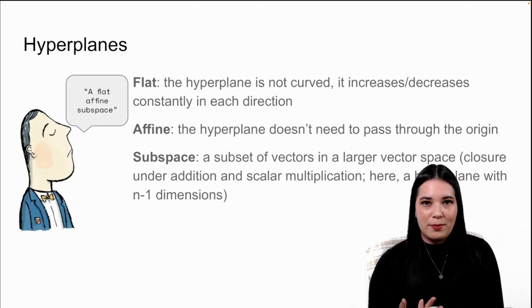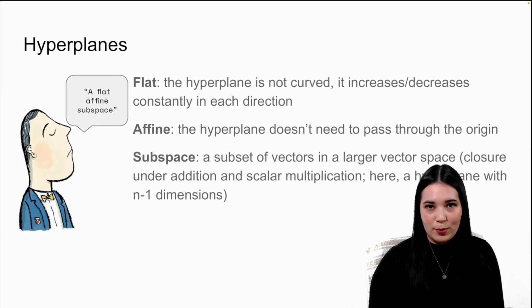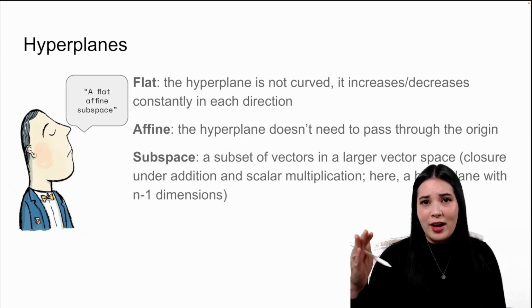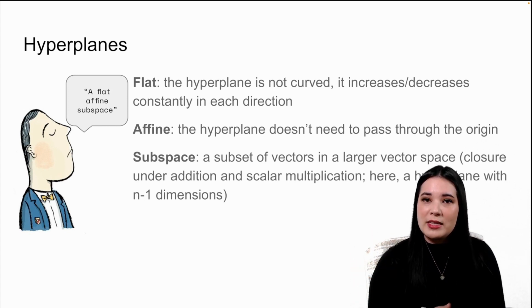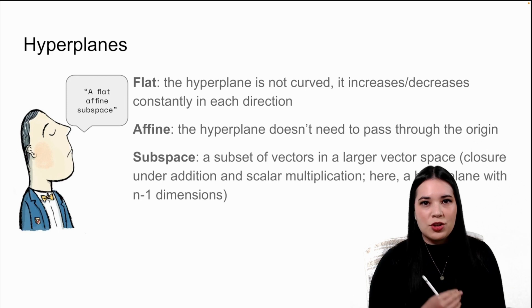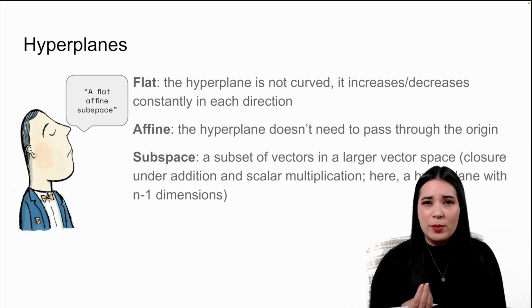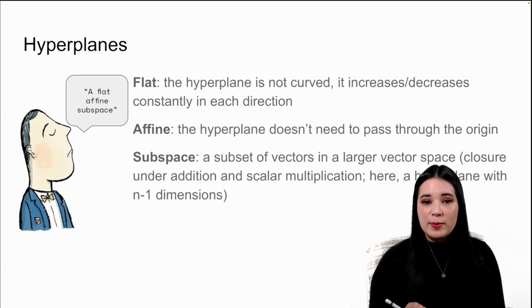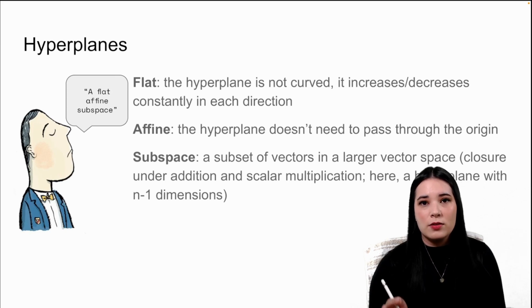The word flat basically just means that the hyperplane is not curved. It's going to be a straight line or hyperplane. That means that in each direction, it either increases or decreases constantly. Affine is just a fancy way of saying that the hyperplane or line that we're working with doesn't have to pass through the origin (0, 0). And the word subspace just is a fancy way of saying a subset of vectors in a larger vector space.